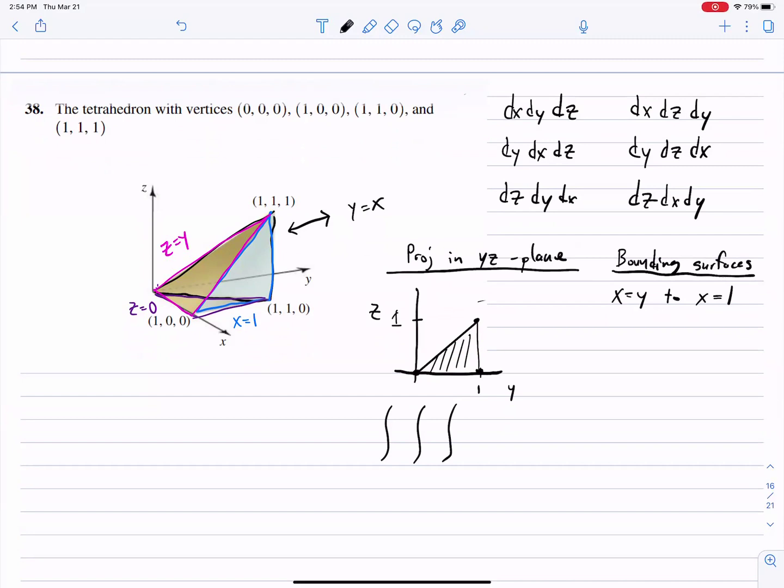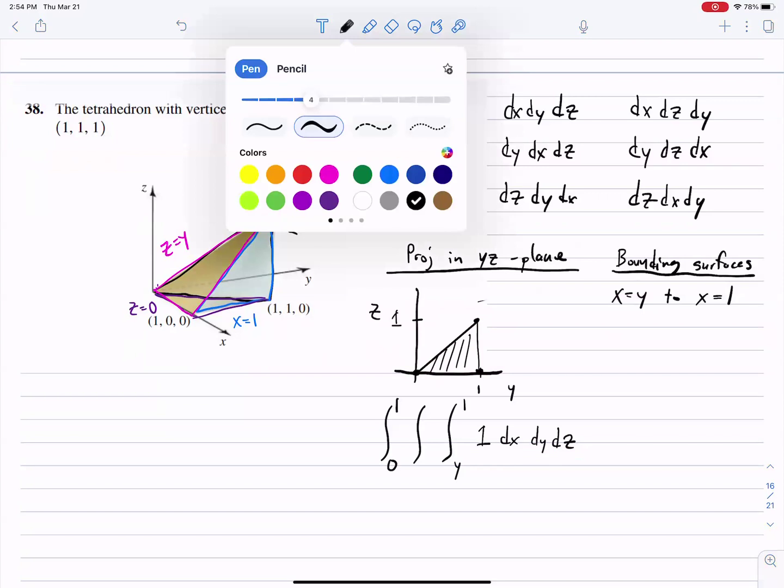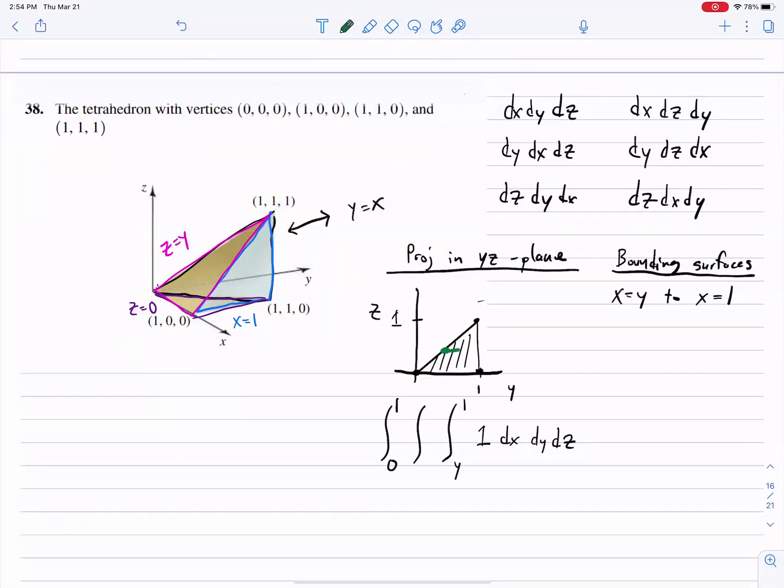So the bounding surfaces go from Y to 1, and then it's just 1 dx. And then you want to do dy dz, let's do that one. So Z is the most outer thing. Z starts here and goes all the way till the 1, so it has to be constants, 0 to 1. And then on a particular slice, let's pick a particular Z slice. Where is the Y value going from? It's going from Y equals Z to 1. And so it's going from Z to 1.